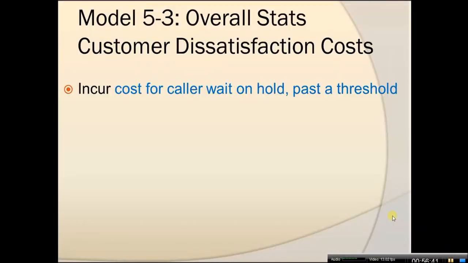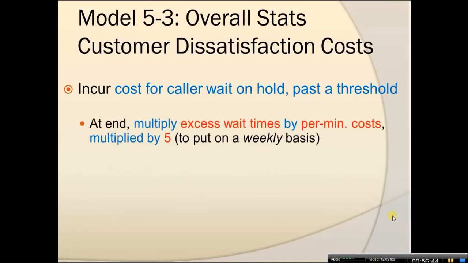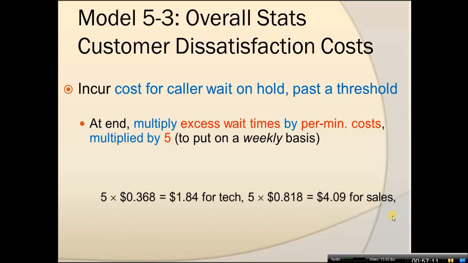So what we're gonna do is also look at the access wait time, and we're gonna multiply it by the per minute cost, also multiply by 5. You remember the per minute cost that we discussed; we're going to multiply them by 5 because we want to put it on a weekly basis, because a single replication only takes care of a single day. So multiplying it by 5 changes it to the weekly basis cost.